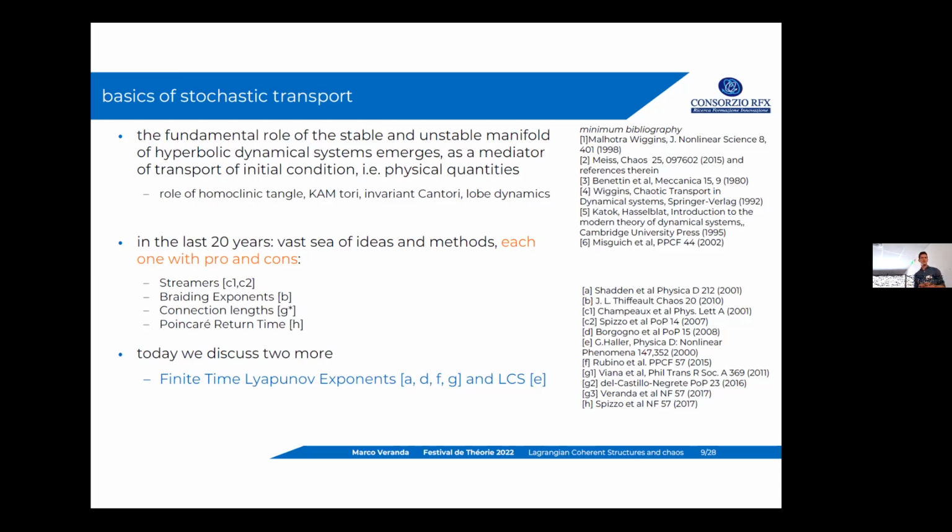And here we have all the words like the homoclinic tangle, the Kolmogorov-Arnold-Moser toroid, counter-toroid, the fundamental role of loop dynamics. But this topic is quite difficult, at least from my point of view, from the mathematical point of view. And so in the last 20 years, there was a necessity of having a simplified vision of this kind of dynamics. There were many ideas that were put forward, for example, connection length, streamers, Poincaré return time. Today, I want to discuss Lagrangian coherent structures and finite time Lyapunov exponents.